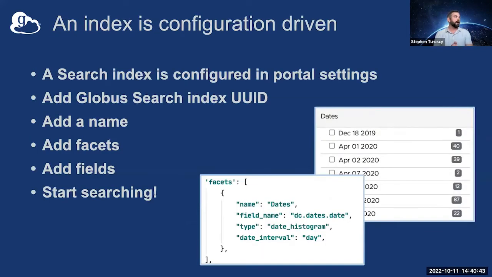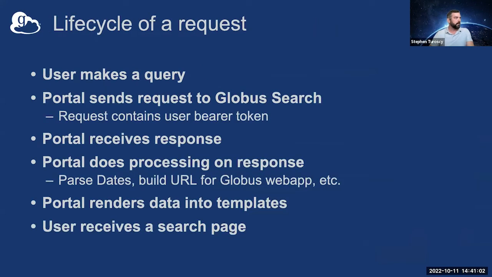Okay, so an index is configuration driven. We are going to configure that index in the portal itself. We're going to add that search index. It's more or less a UUID that you add. Name, facets, fields, and we can start searching from there. Lee already touched on a lot of this, so again, I'm going a little bit quickly through it.